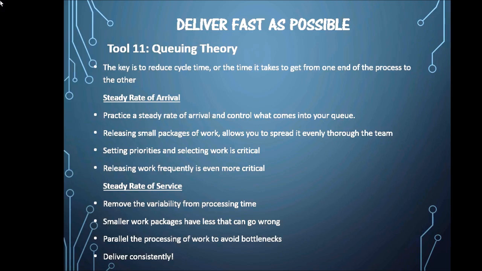The second point, steady rate of service. Remove the variability from processing time. Smaller work packages have less that can go wrong. Parallelize the process of work to avoid bottlenecks. Deliver consistently.